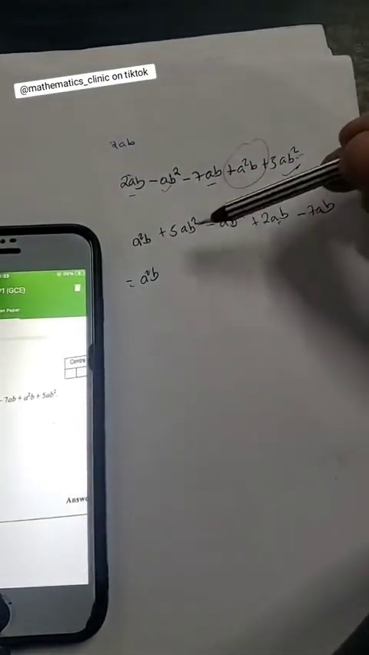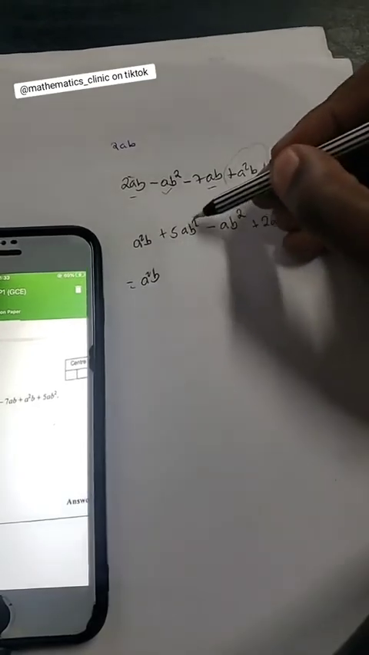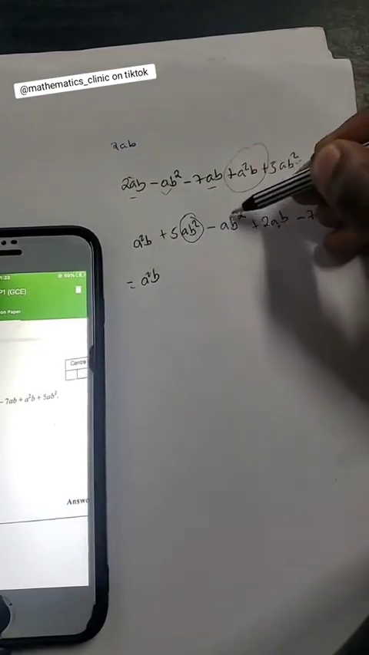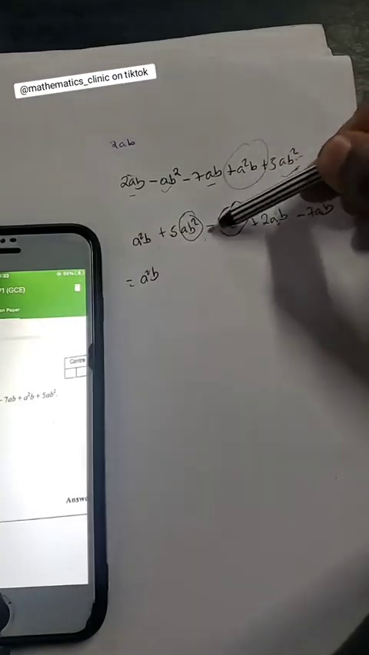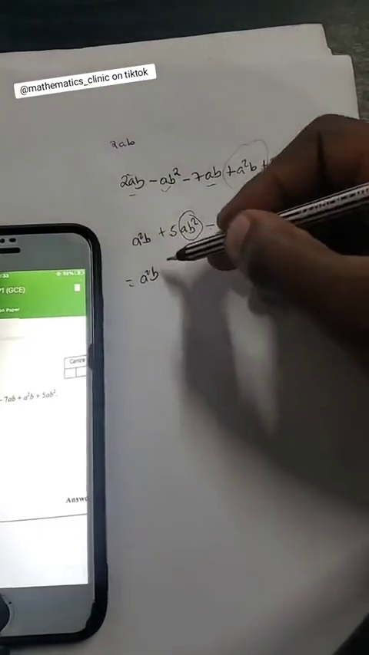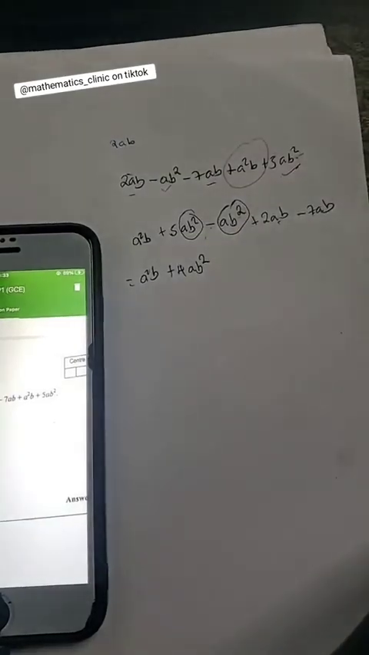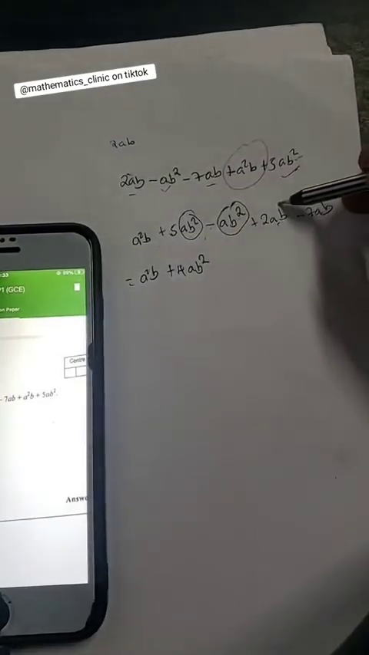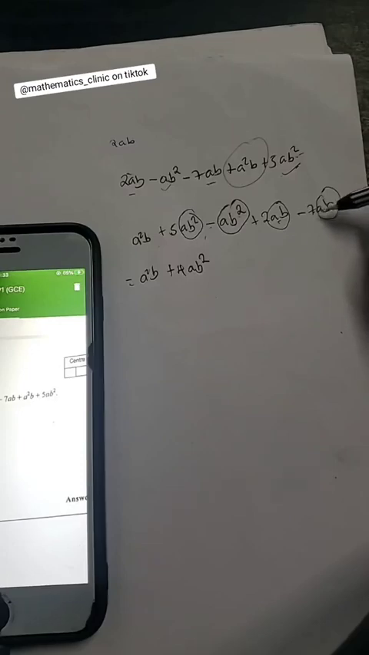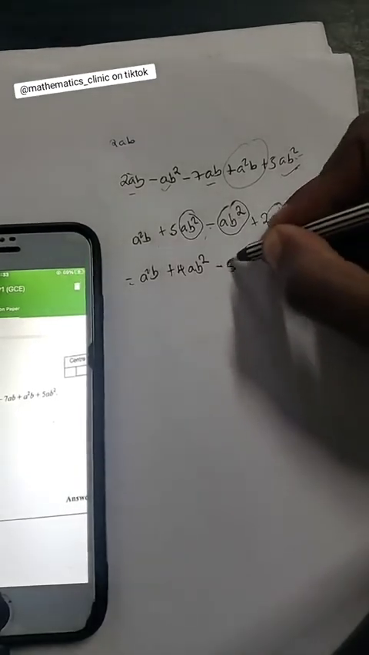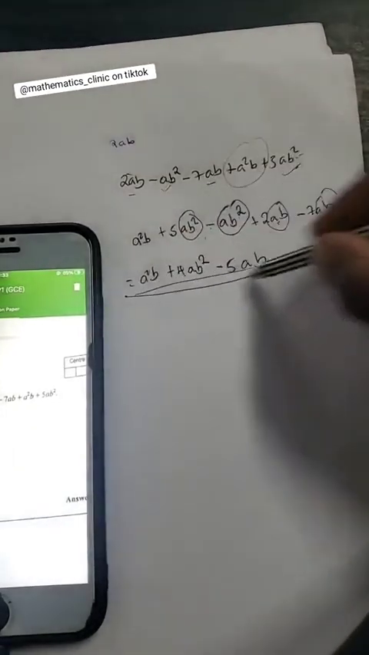Then we take 5AB squared minus AB squared. You take it as one thing, my good friend. So we are more like saying 5 phones minus 1 phone. We remain with 4AB squared. We do the same: this is one thing, so we say 2AB minus 7AB, and we have minus 5AB. This is how you get to simplify.